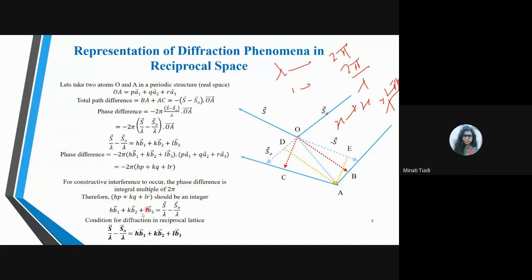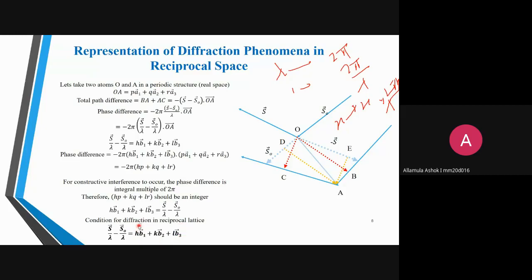If these HKL are integers, it goes to a valid reciprocal lattice point. Then this is the condition for diffraction in reciprocal space. This left side part is the wave vector of the electron wave. The wavelength we can change, and the incident direction we can change. This left side part is equipment specific; it can be changed in an electron microscope or X-ray XRD. And H, K, L gives the information of periodicity.